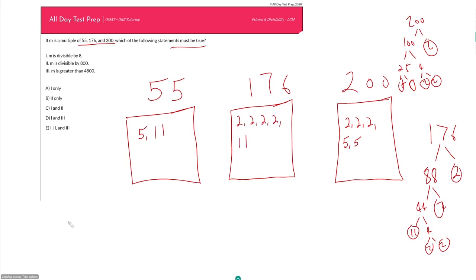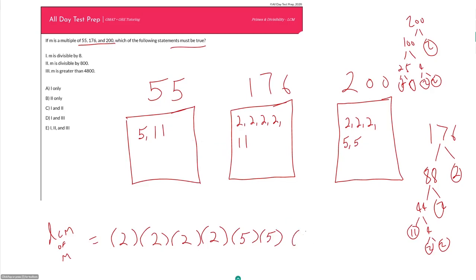So if we want to find the least common multiple of m, same thing as before. Let's go through our numbers one by one, select the times they appear the most. Starting with our 2, we have 4 2s here, 3 2s here, none here. So we need all 4 of those 2s, so we can make the 176. And then we will use 3 of those 2s to also make our 200. 5 appears twice here, only once here. We got to go with it twice. And then I think the only thing left is our 11, which appears once in each of these guys, but we only need it one time. So this is our number.